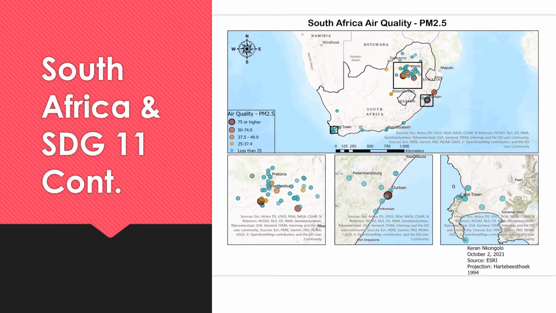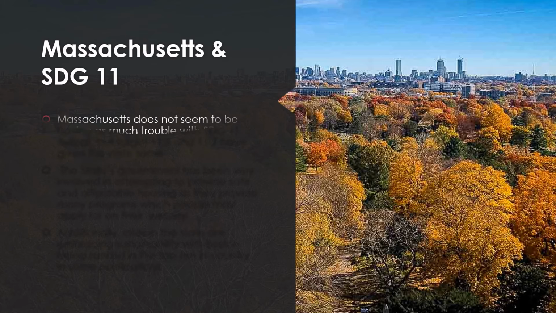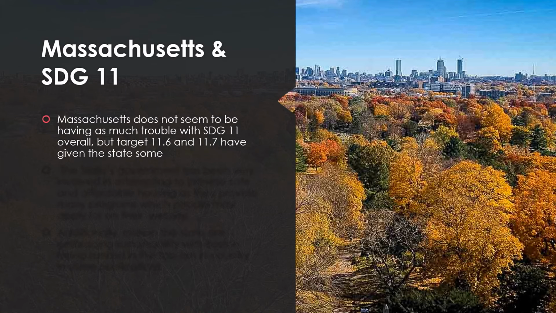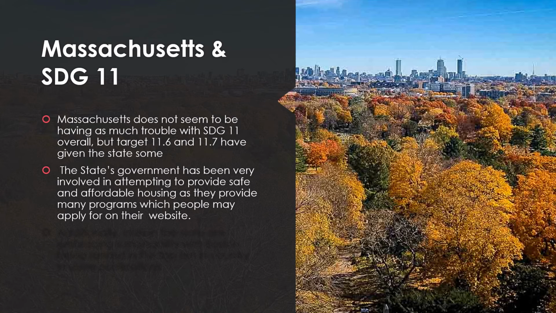Although Cape Town seems to be doing very well, and this would be pretty consistent considering it's supposedly one of the 10 best eco-friendly cities according to that source I just stated. In Massachusetts, in SDG 11, I didn't seem to have too much trouble with this, generally speaking. Targets 11.6 and 11.7 have been somewhat problematic, but not too much.